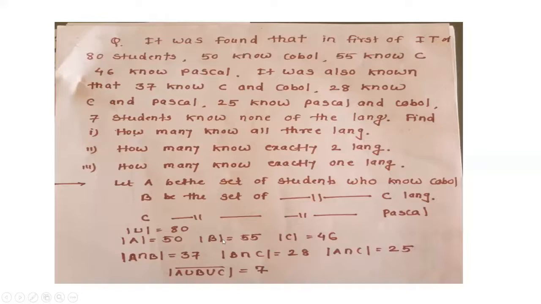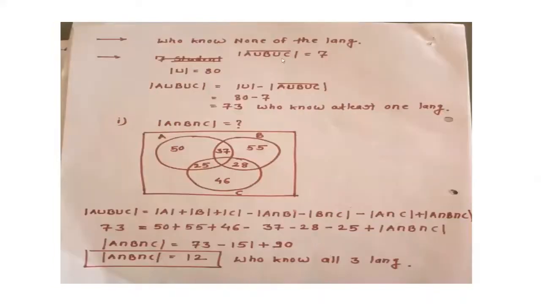And here, (A union B union C) bar is equal to 7. What does this 7 mean? Whatever these three circles are here, the part outside of these three circles is your 7. So (A union B union C) bar is equal to 7, and U is equal to 80.